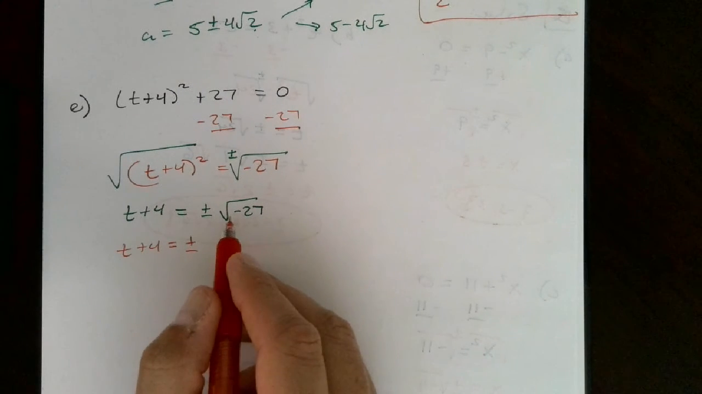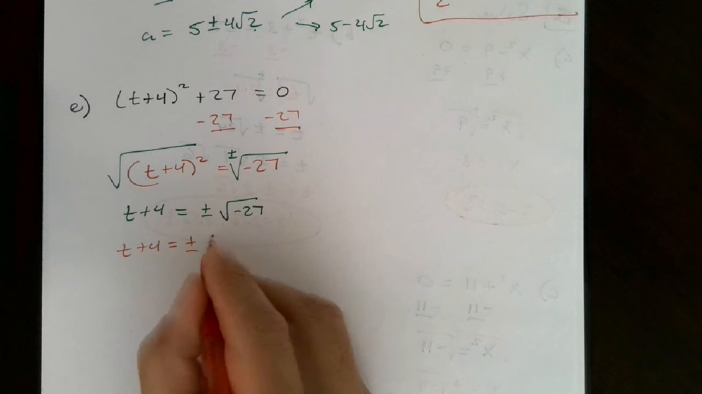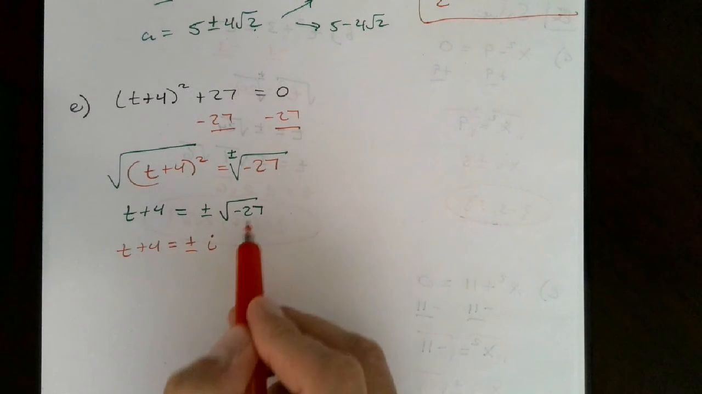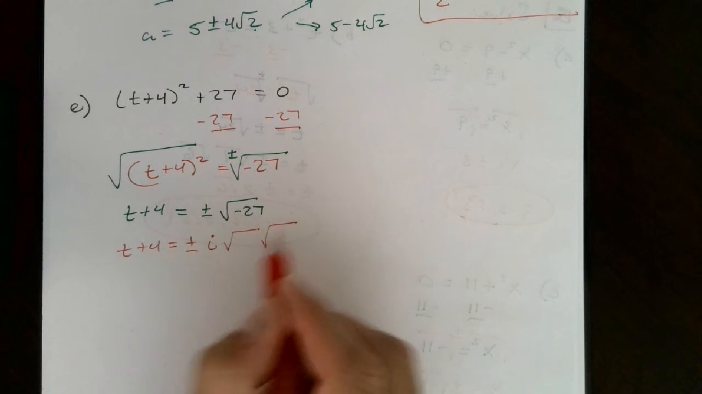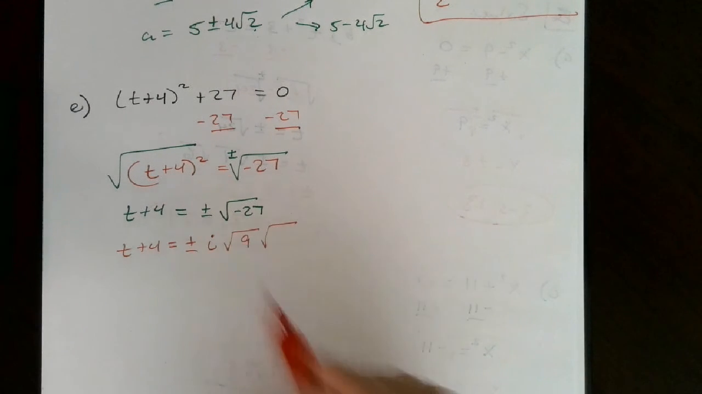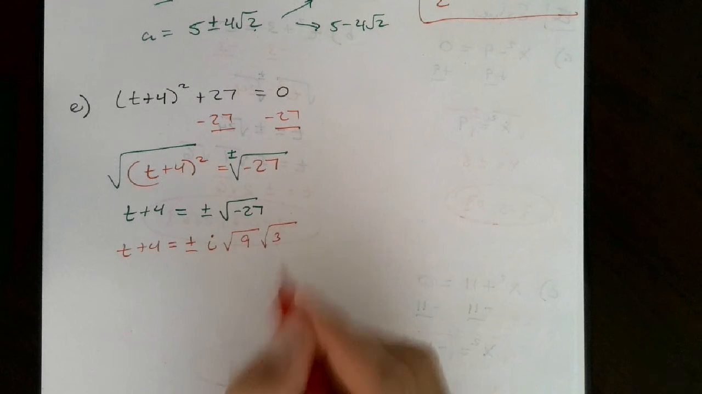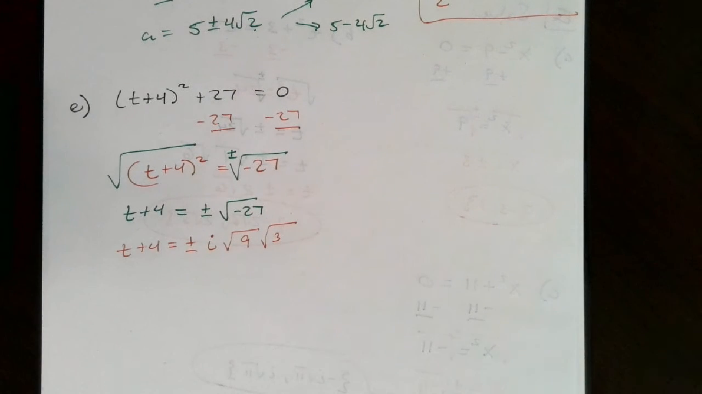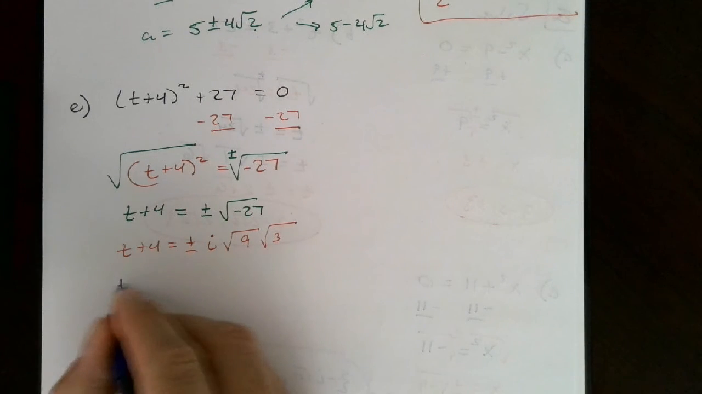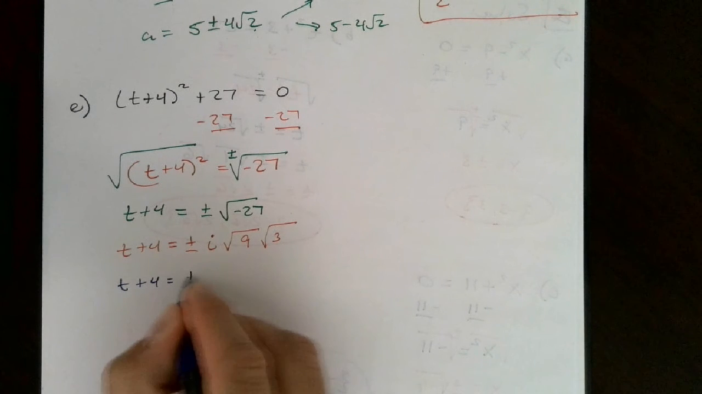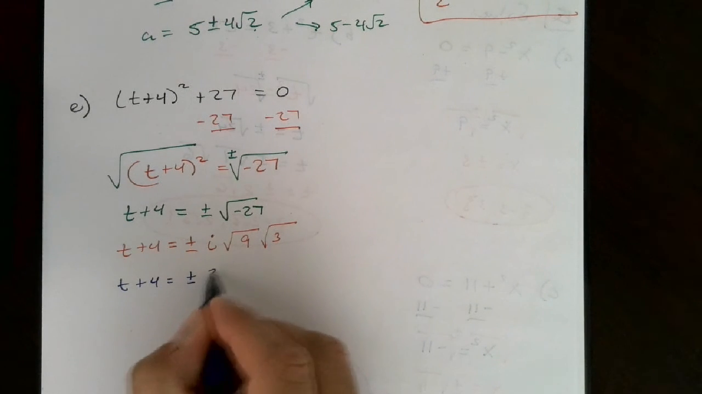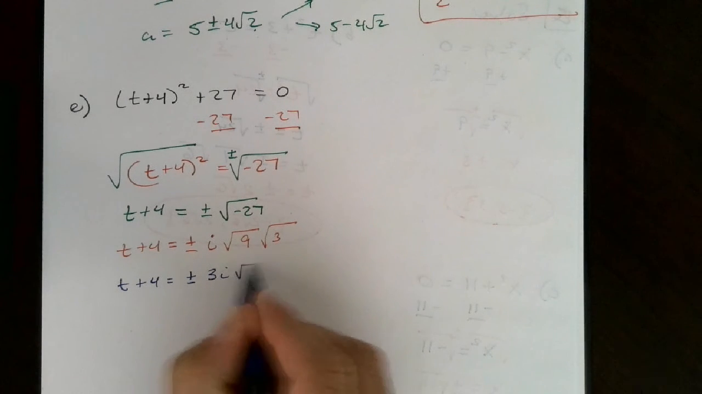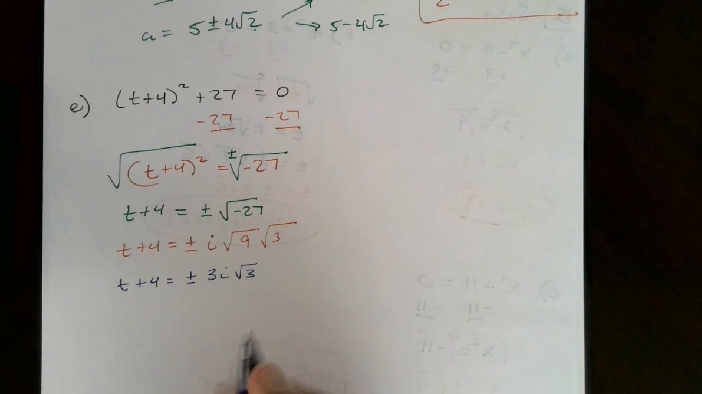The square root of a negative automatically tells me I'm going to take out a factor of i. The square root of 27 is not a perfect square, but does it have a perfect square factor other than 1? Well, it does. The highest perfect square factor other than 1 is 9, and 9 times 3 would give me 27. And then we're going to simplify this. t plus 4 equals plus or minus i. The square root of 9 is 3, so it's 3 times i, 3i. Typically we write it like that. And then the square root of 3 comes along.